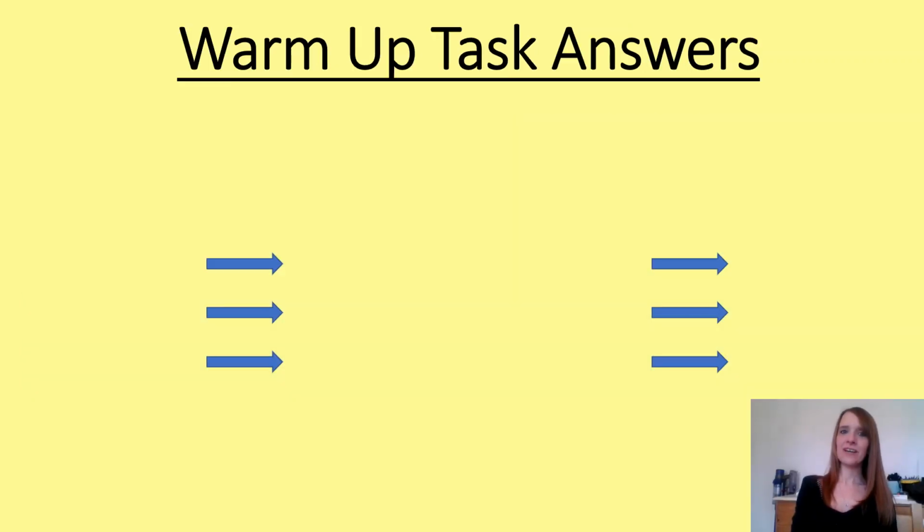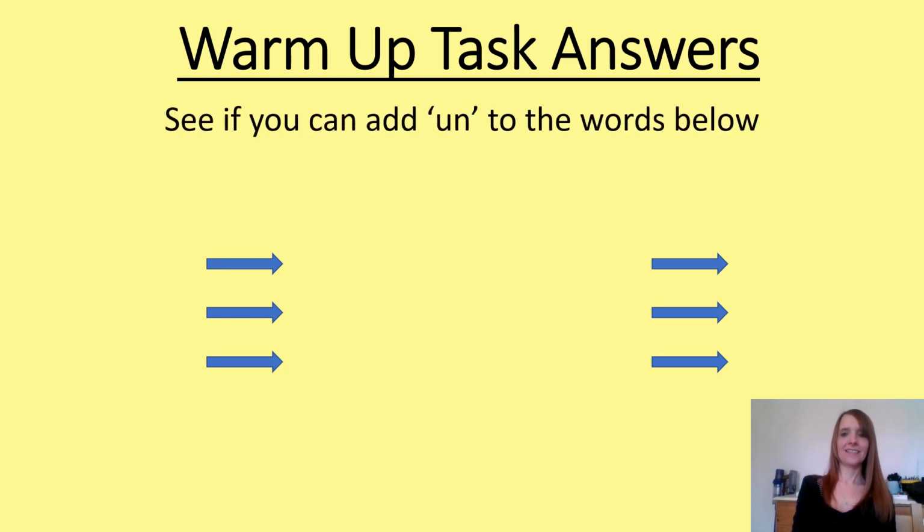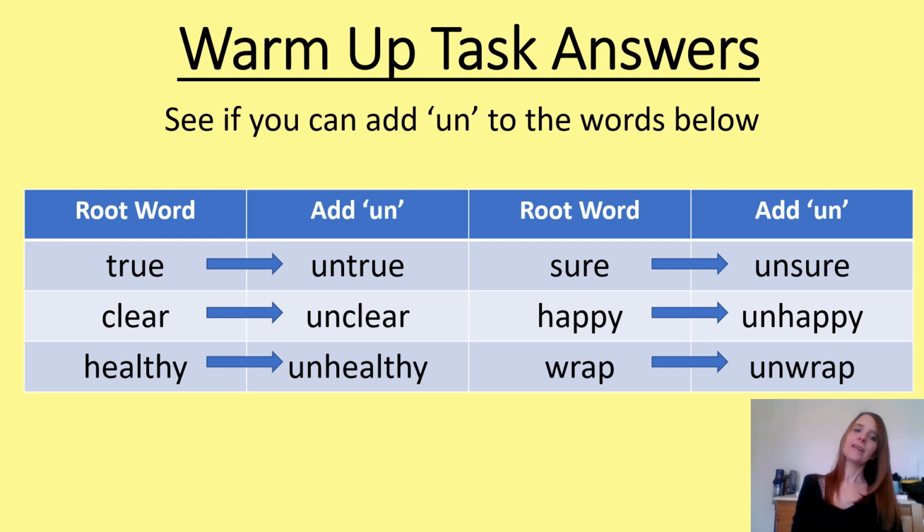Okay, boys and girls, are you ready for the answers? Let's see what they are. So, true became untrue, clear became unclear, healthy would become unhealthy, sure would become unsure. Oh look, that's got our grapheme of the week in. Happy would become unhappy, and wrap would become unwrap. Great job for trying to add un to those words, boys and girls.